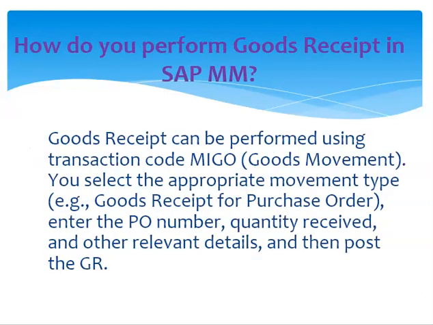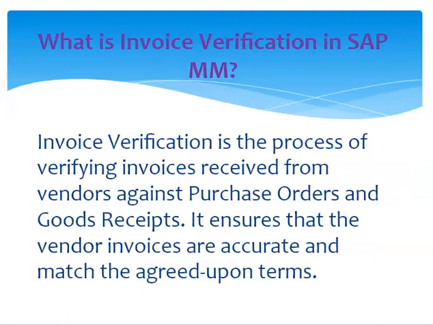How do you perform goods receipt in SAP? Answer: Goods receipt can be performed using transaction code MIGO. Goods movement: you select the appropriate movement type, for example, goods receipt for purchase order. Enter the PO number, quantity received, and other relevant details, and then post the GR.